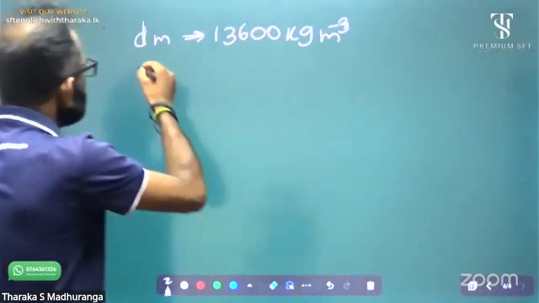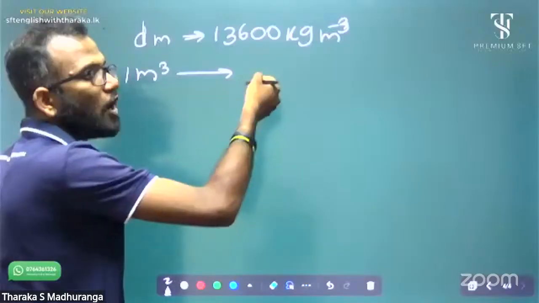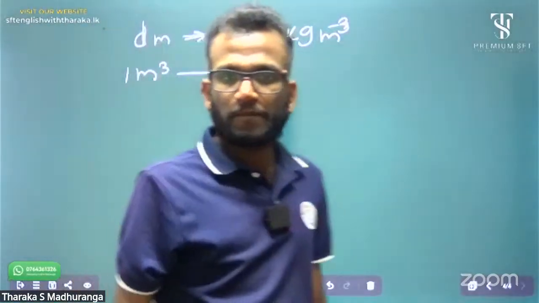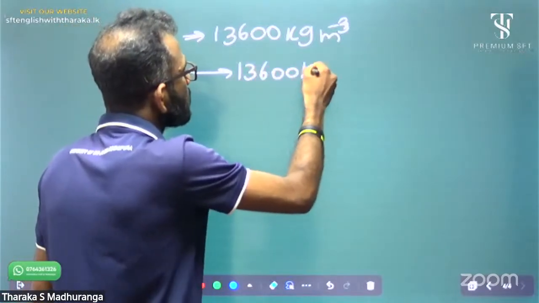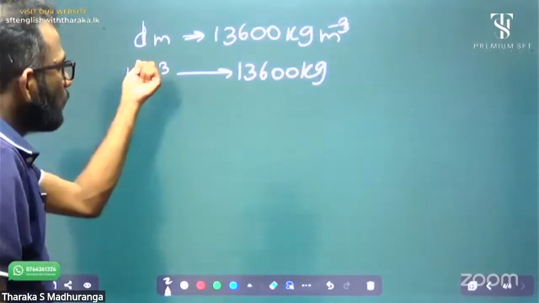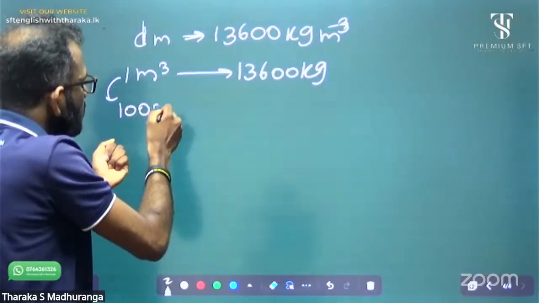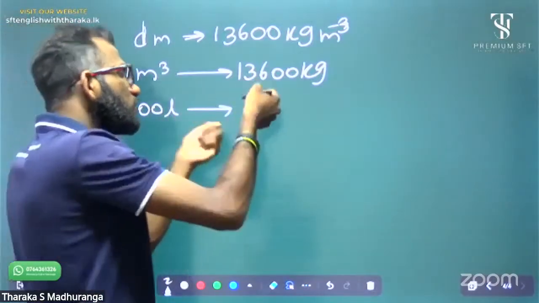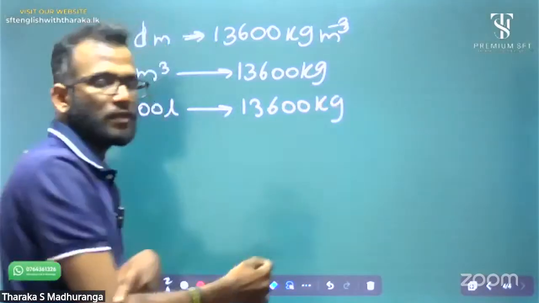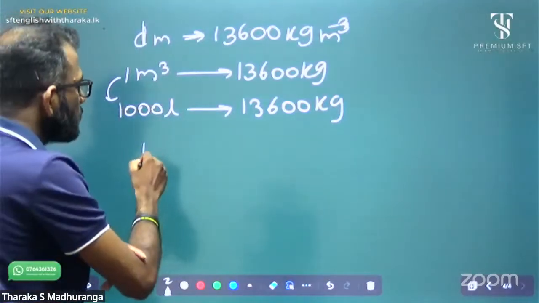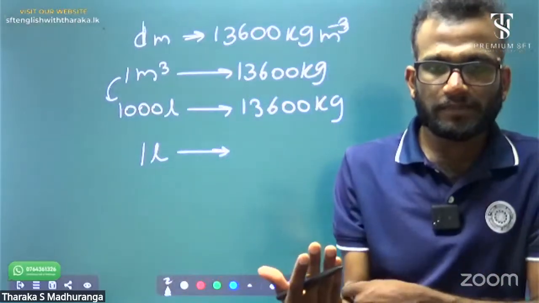If you got 1 cubic meter, how many kilograms? 13,600 kilograms. 1 cubic meter for any liquid is 1000 liter, and 1000 liter equals 13,600 kilogram. Okay, if you got 1 liter of mercury, how about the mass?